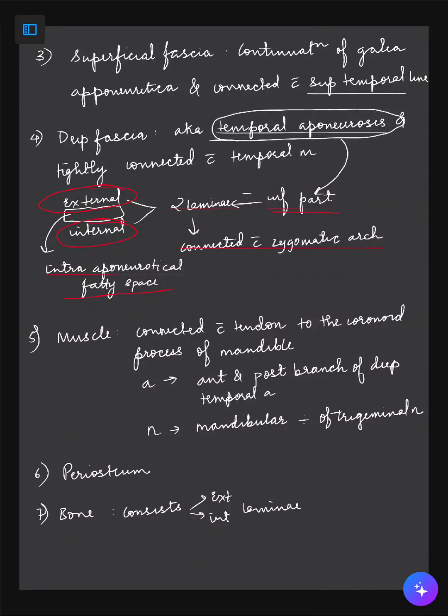Now, muscles. Muscles are connected with tendons to the coronoid process of mandible. Arteries are anterior and posterior branch of deep temporal artery, and nerve is mandibular division of trigeminal nerve. 6th is periosteum, and 7th is bone, which consists of external and internal lamina.